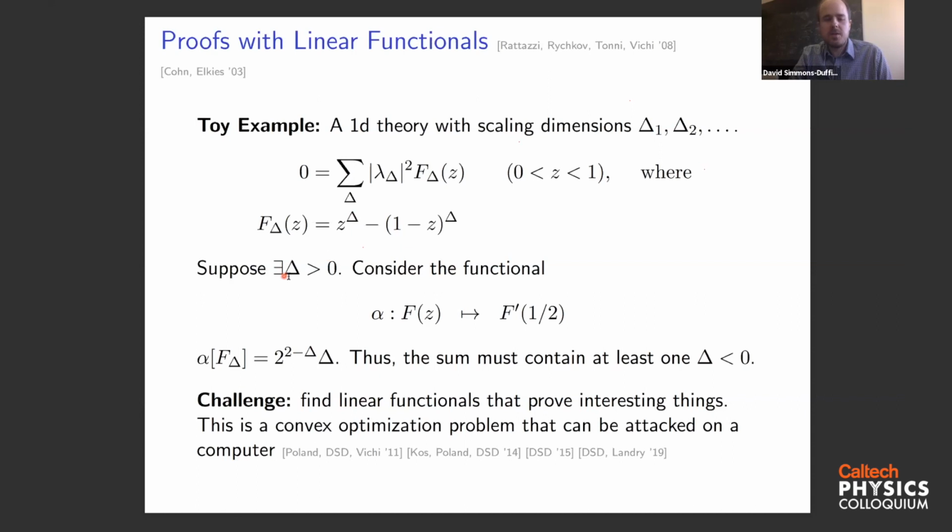And let's suppose also that there is at least one positive scaling dimension in this theory. So I claim I can prove something interesting about the spectrum of the theory. So let's consider the following functional. It takes a function f of z to its derivative at 1/2.